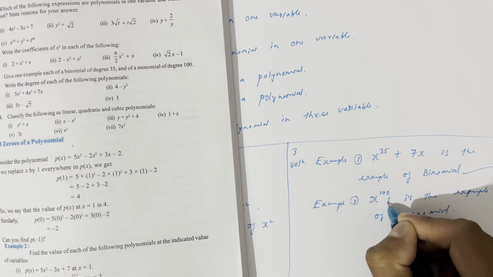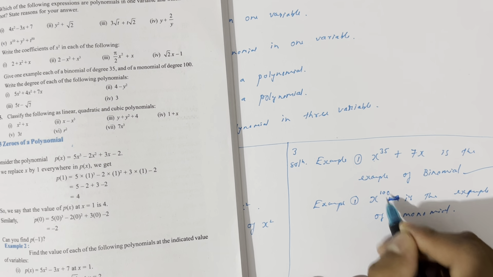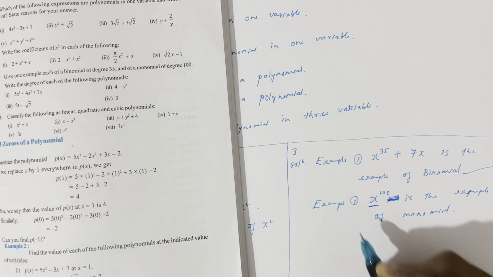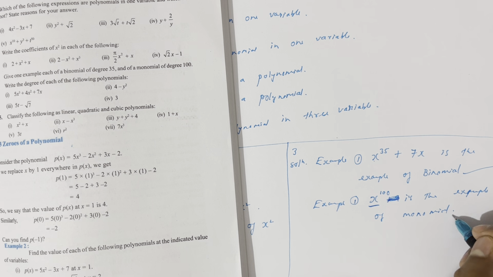So if you want to write here plus 9. Okay, how many terms do we have? Oh no, you can keep x to the power 100. How many terms do we have here? One term only, a monomial, of degree 100. So this is an example of that. Okay, clear.